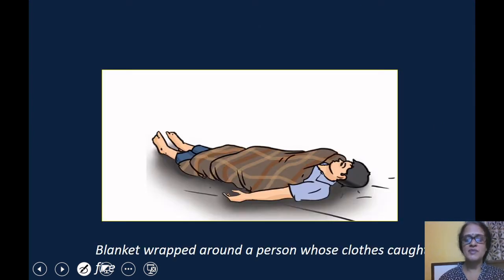Now, one more point is here. You can see that the first thing we do when the clothes of a person catch fire, we wrap a blanket around that person. What is the purpose of putting this blanket here? The blanket cuts off the supply of oxygen, so the flame on the clothes of the person will be extinguished. So this is another example.